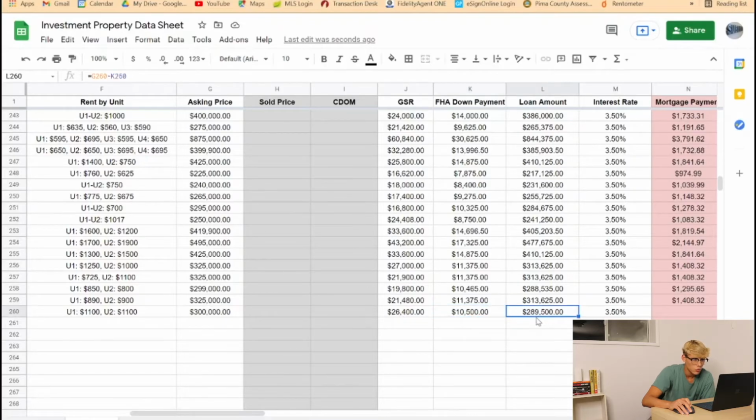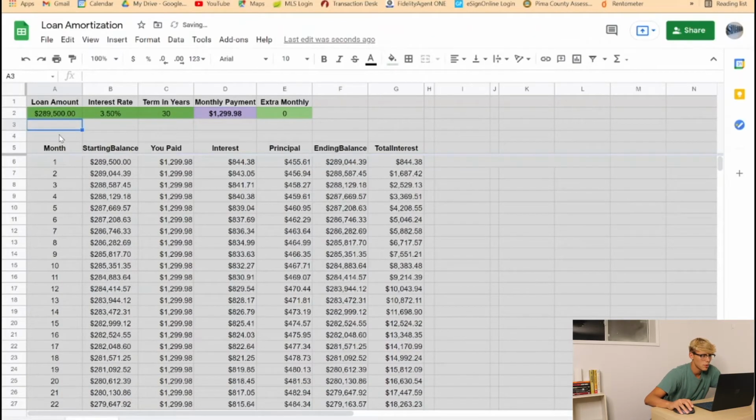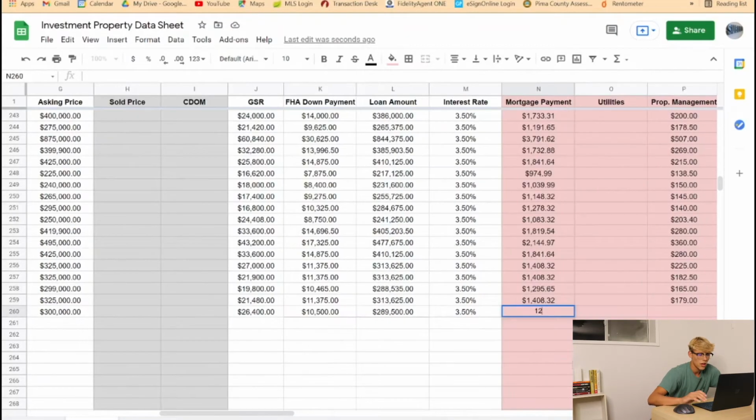So now let's run this number, $289,500. Again, this is our loan amount that we have to pay the bank, the lender. So $289,500. And what do we get per month? $1,299.98. So $1,299.98 is our mortgage payment per month. Okay, so it's about $100 cheaper than what we were paying before.